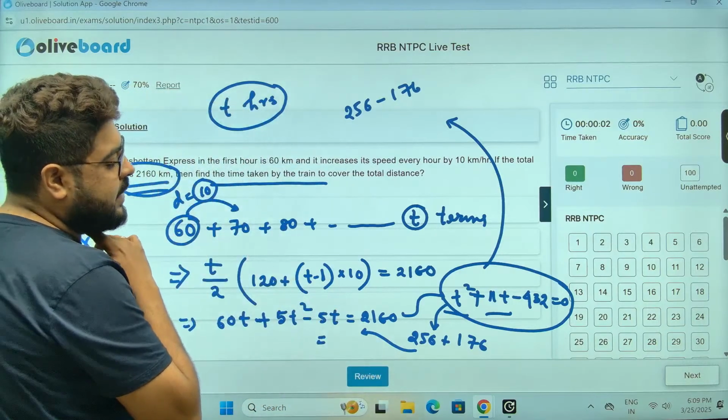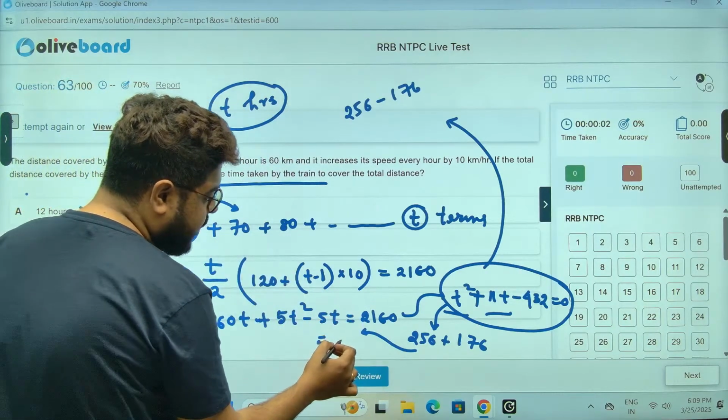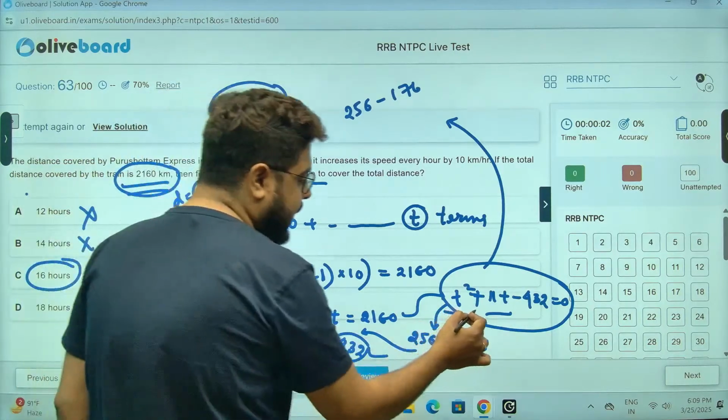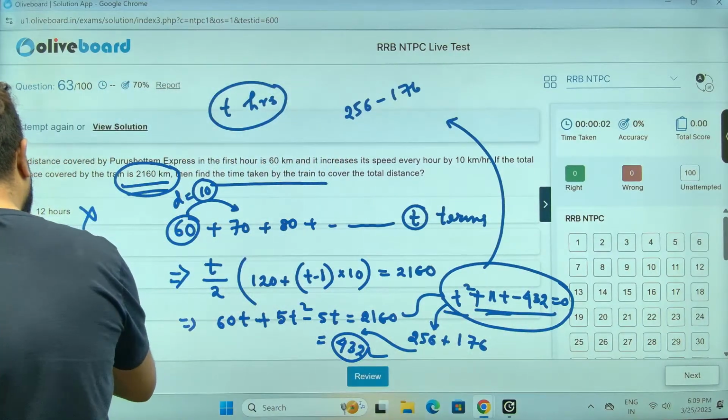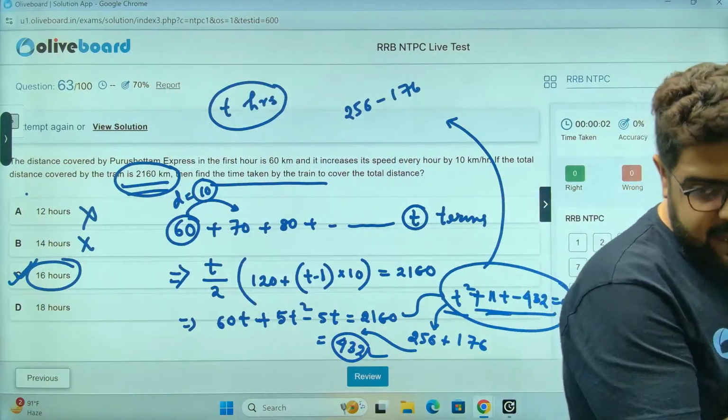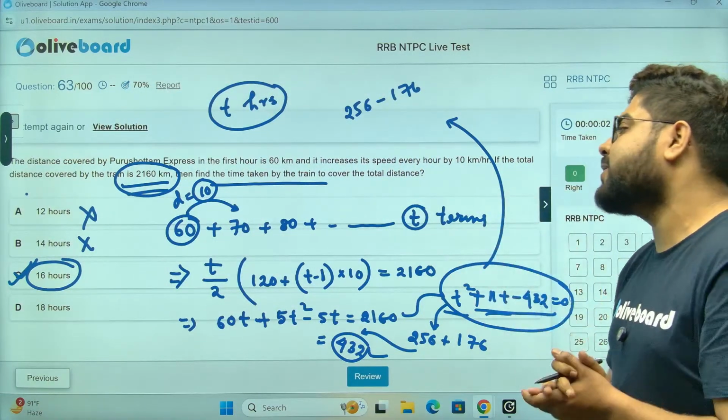25 and 17, 25 and 20, 45 minus 3, 42. 42 and 12, sir, 432. Yes, sir. The answer is 16. Option C, sir. Option C is the answer. Option C is most definitely your correct answer.